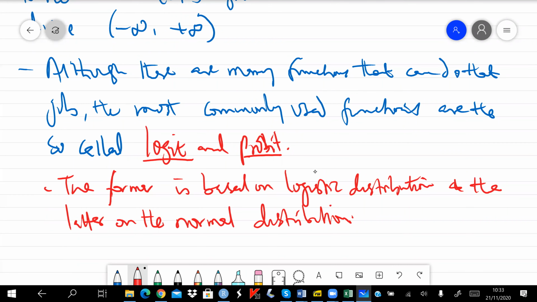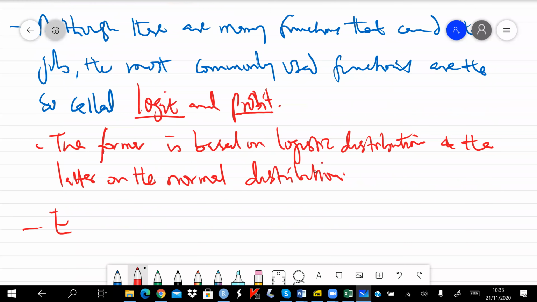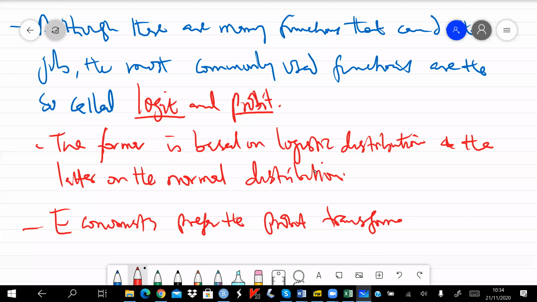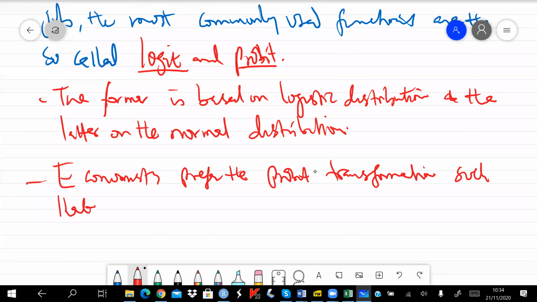When we say that economists prefer the Logit, economists prefer the Probit function. So economists prefer the Probit transformation, such that G is the distribution function of the standard normal.